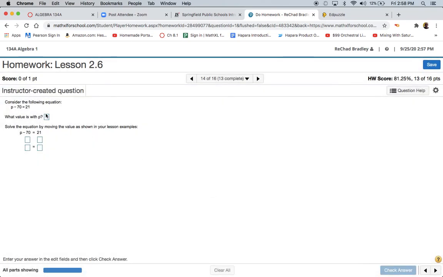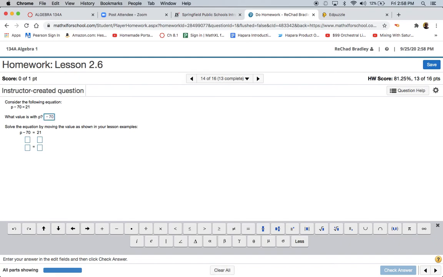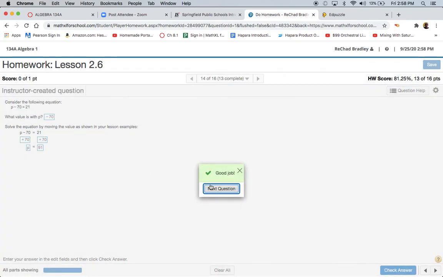The value with P is negative 70. Don't forget, you must put that negative on it. The way I move a negative 70 is by adding 70 to both sides. That goes away, leaving just P. 21 and 70 make, I believe, 91. And there we go.